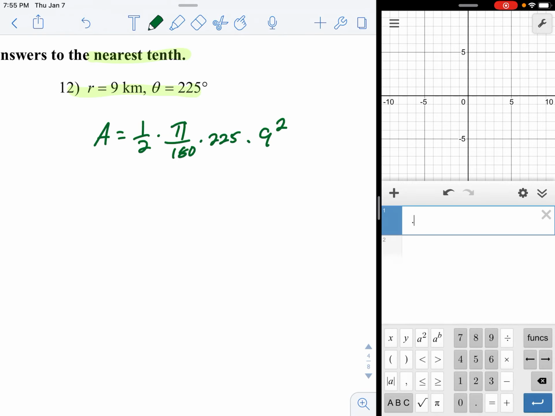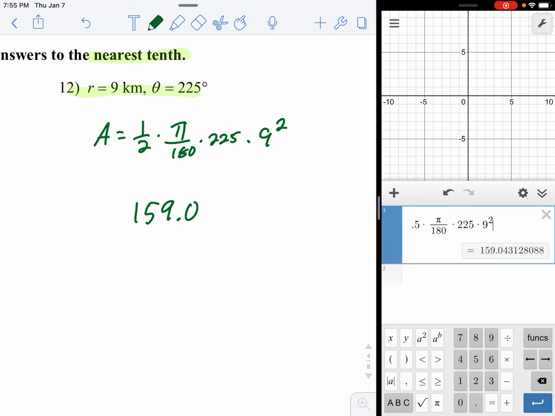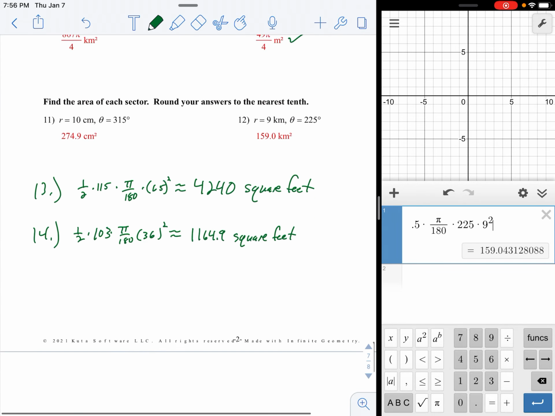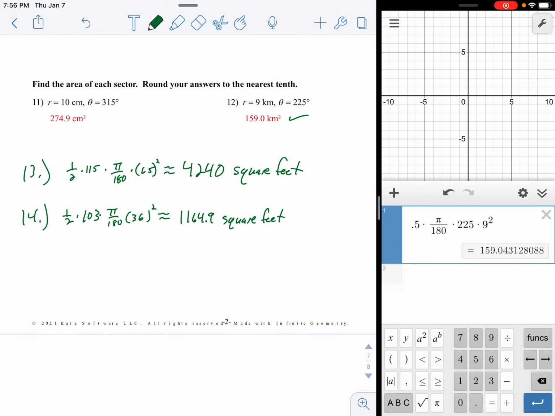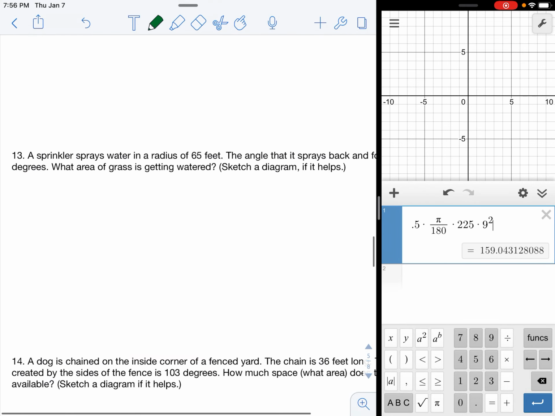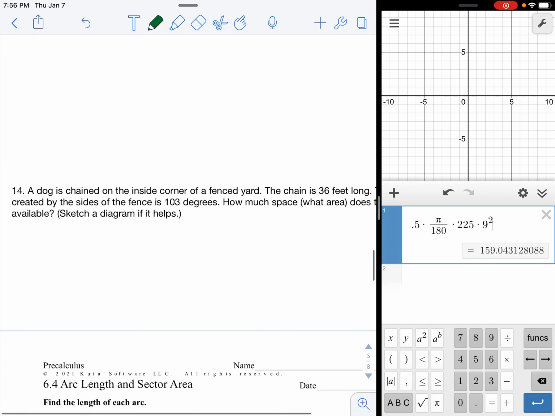So 1/2, 0.5, whatever you prefer, times, now I'm going to use the pi button, pi over 180 times 225 times 9 squared. So the area in that sector is 159.0 square kilometers. Let's see if we did number 12 right. Please, please. Yep, right there. And now a couple word problems. I will do number 14. You please do number 13.